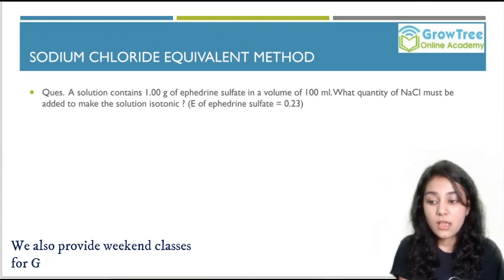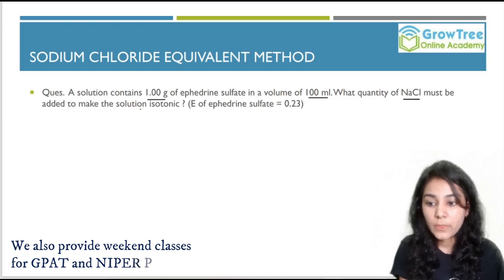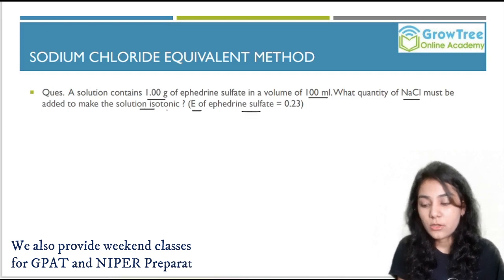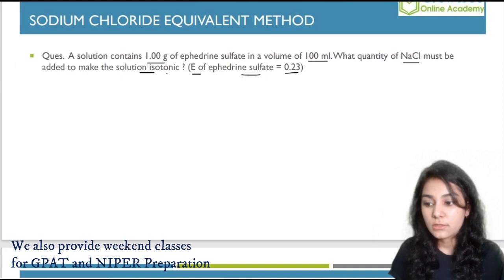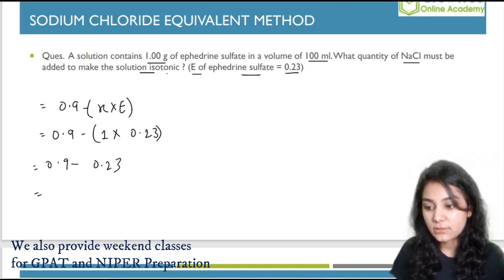The question says a solution contains 1 gram of ephedrine sulfate in a volume of 100 ml. What quantity of NaCl must be added to make the solution isotonic? Here we are given the E value of ephedrine sulfate, which is 0.23. So we will apply the formula, which is 0.9 minus x into E. So 0.9 minus 1 into 0.23, so it would be 0.9 minus 0.23, and the answer is 0.67.